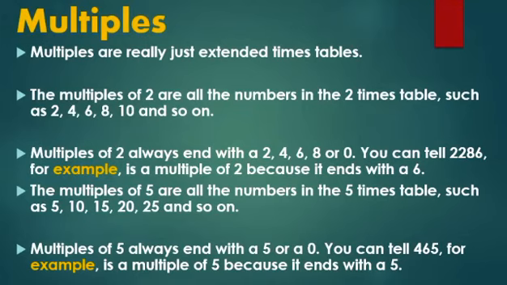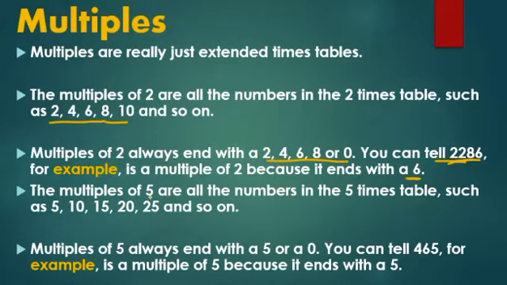Multiples. Multiples are really just extended times tables. The multiples of 2 are all the numbers in the 2 times table, such as 2, 4, 6, 8, 10, and so on. Multiples of 2 always end with a 2, 4, 6, 8, or 0. You can tell 2286, for example, is a multiple of 2 because it ends with the number 6. So any even number can be divided by 2 and is also a multiple of 2.